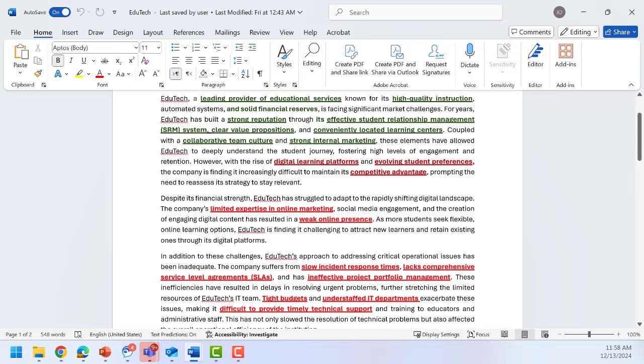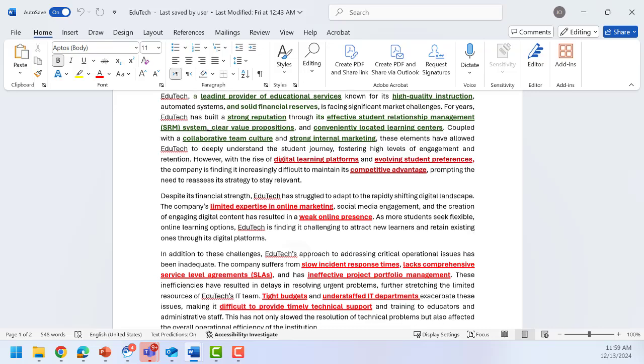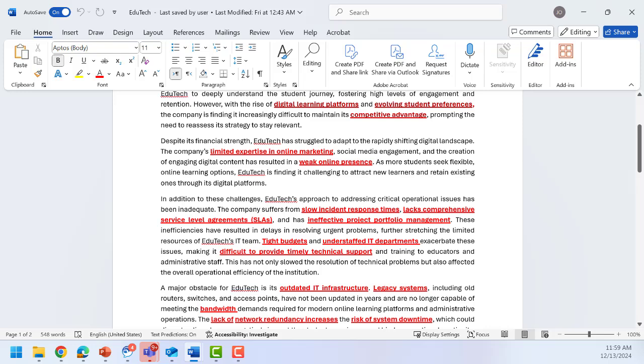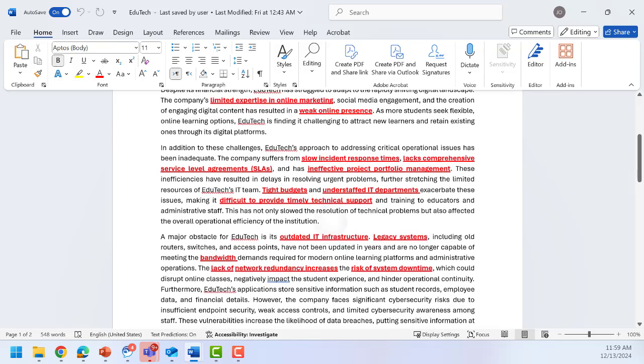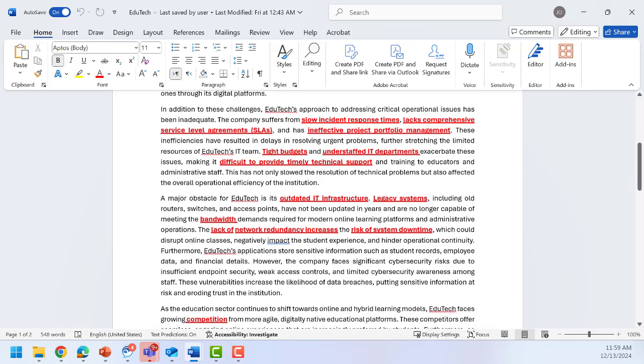For example, greens are definitely strengths. I wanted to mix the colors, but I think I didn't get it right. Like this one here: digital learning platforms, evolving student preferences. Those are not weaknesses, but they're actually opportunities, and they're also not threats. Those are very straightforward: effective portfolio, tight budgets, difficult to provide timely technical support. So just read through and identify those ones.